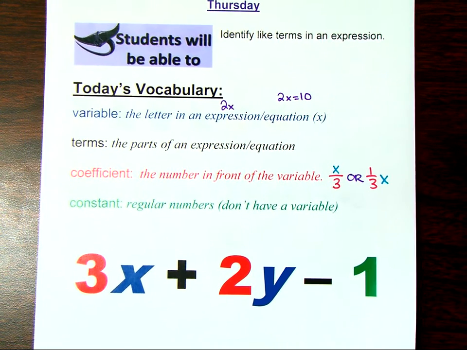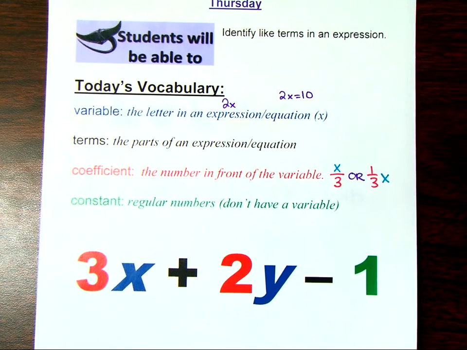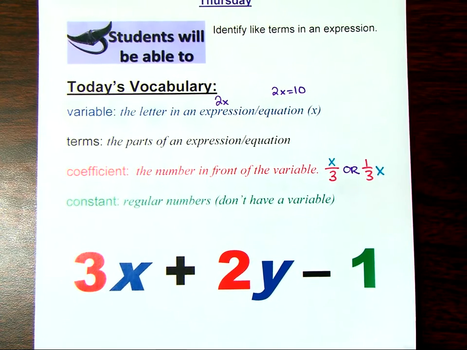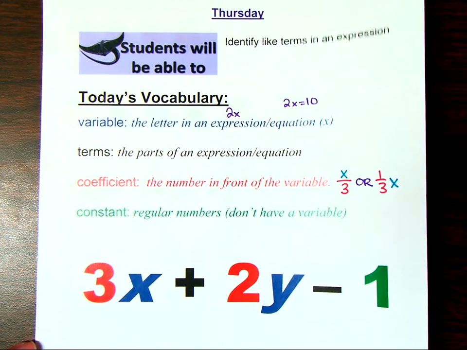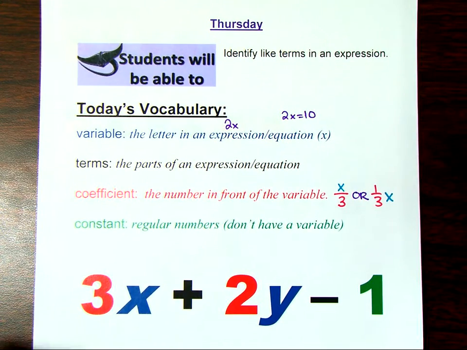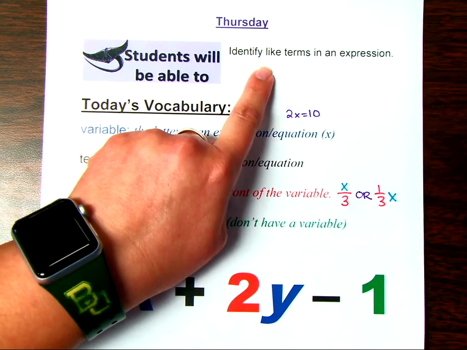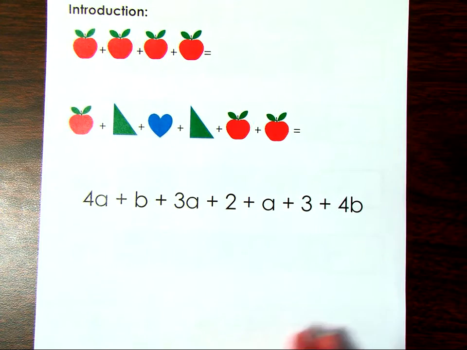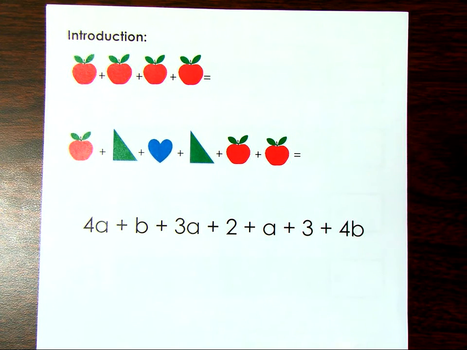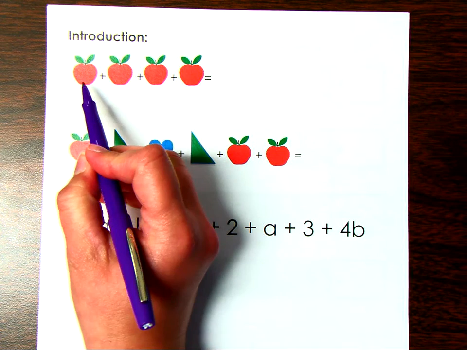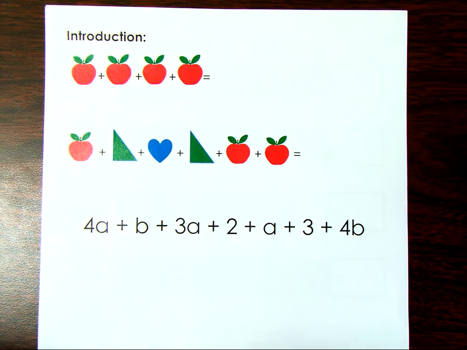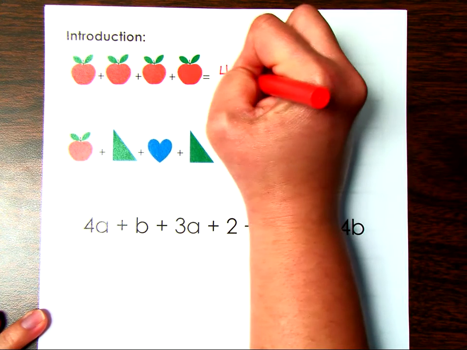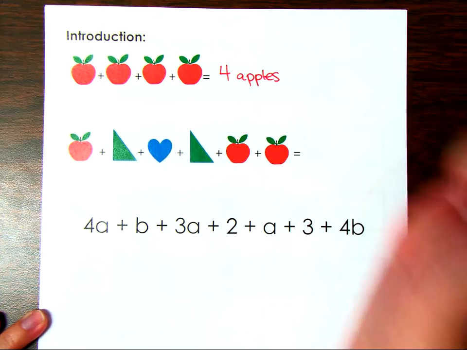So really important to understand these vocabulary words, not only for our 7th and 8th grade math years, but moving on to high school when we're talking about algebra and so on and so forth. So let's use this terminology to help us identify like terms in an expression. So here's an introduction to it. For example, if I have these apples, 1, 2, 3, 4 apples, I can say that I have 4 apples, because they are all like each other.